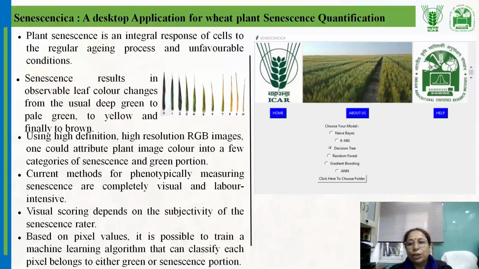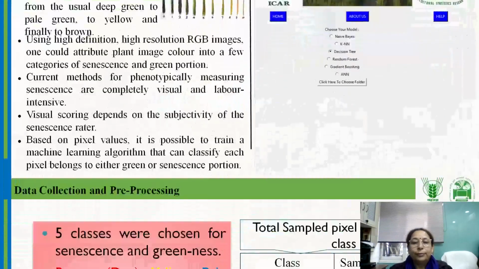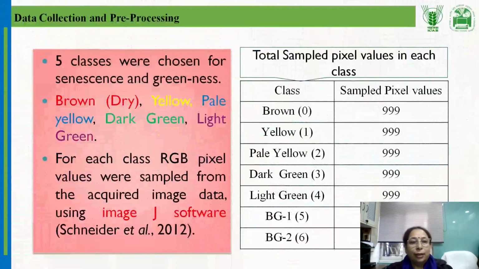So for this particular study, we have considered different machine learning algorithms. These are the different machine learning algorithms which have been considered: naive Bayes, K nearest neighbor, decision tree, random forest, gradient boost, and the artificial neural network. So the data collection was done, and at the same time pre-processing was also carried out.